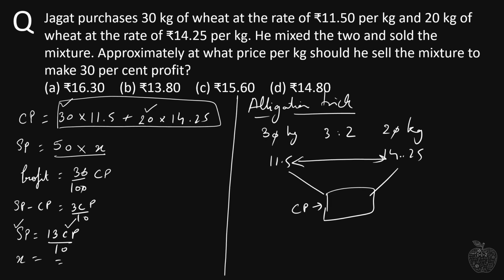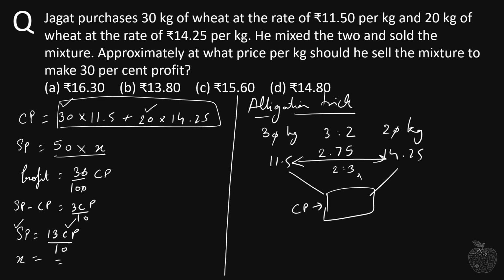Okay, what is the difference here? So 14.25 minus 11.5 gives me 2.75. Now we have got the difference of both the prices. Now what we have to do here is divide this 2.75 in the ratio of 2:3. All right, now you can either get the value of this 3 part or you can get the value of this 2 part. We'll get the same answer.